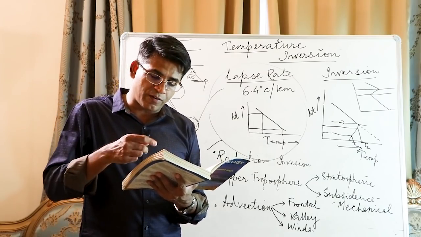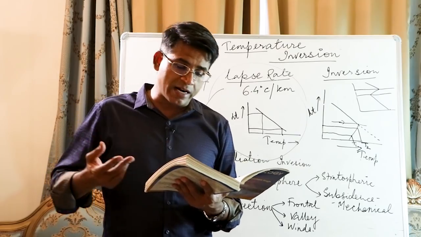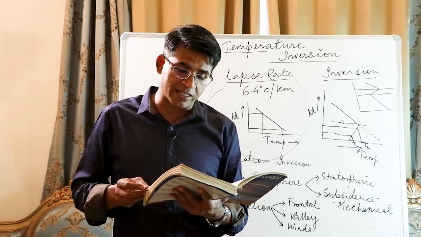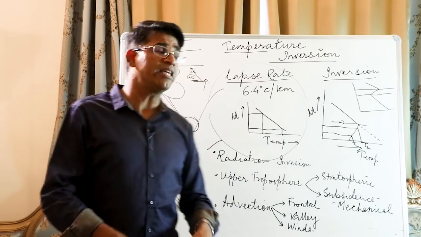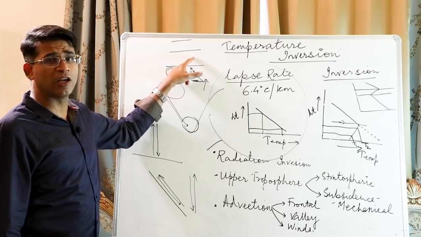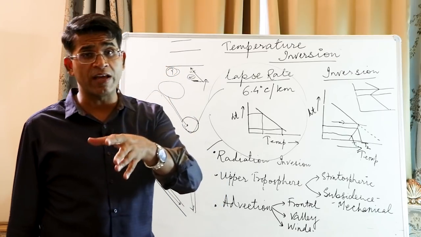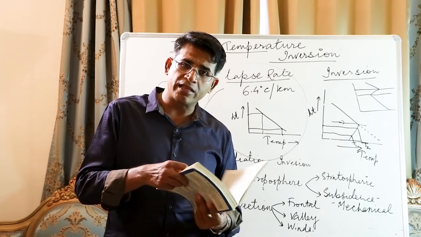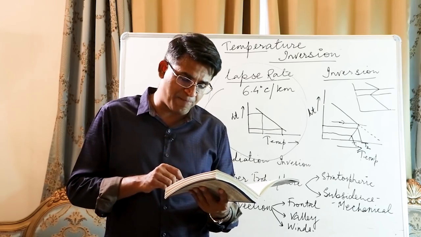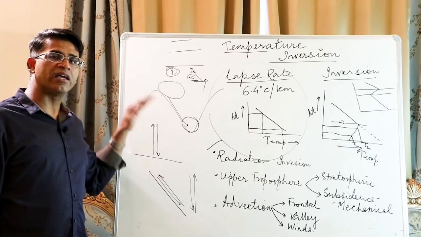And look at the last three lines of this paragraph. Consequently, temperature inversion develops because of a cold air layer below and a warm air layer above. What are the conditions? It lists them: long winter nights, cloudless and clear skies, presence of dry air. Because if there is moisture in the lower air, the lower air can trap some amount of outgoing radiation, since water vapor is a good greenhouse gas. But dry air, no clouds, thin rarefied atmosphere, night time, no mixing of air. All of this results in the ground losing heat very rapidly.